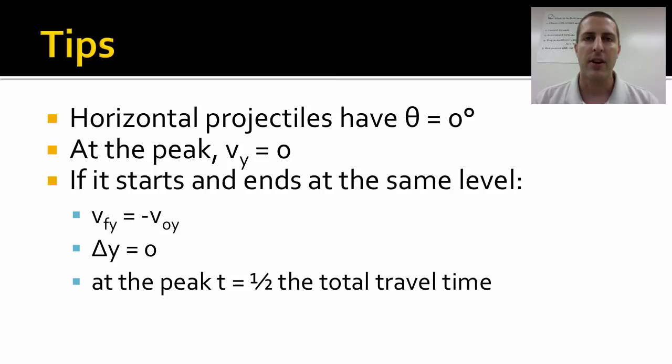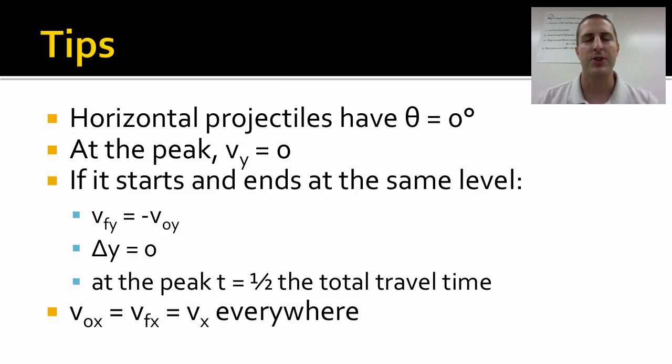And like I said earlier, if it starts and ends at the same level, your v final y equals negative v initial y, your y displacement is 0, and the time at the peak is half of the total travel time. That could be useful if the situation calls for it. And in the x direction, since there is no acceleration in the x direction, we have constant velocity in the x direction. That means that your v initial x equals your v final x equals your vx anywhere. So we don't have to worry about finding initial x or final x. Once we know one of them, we know the other.